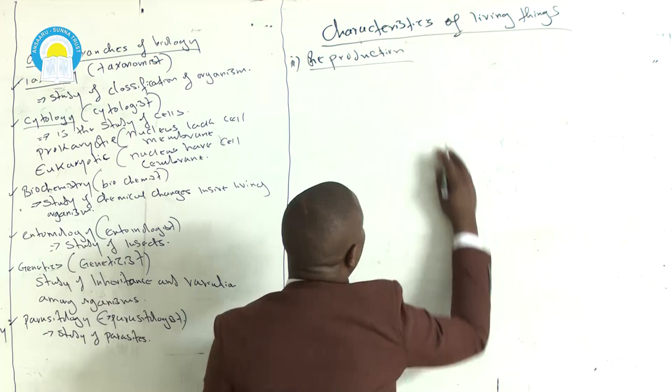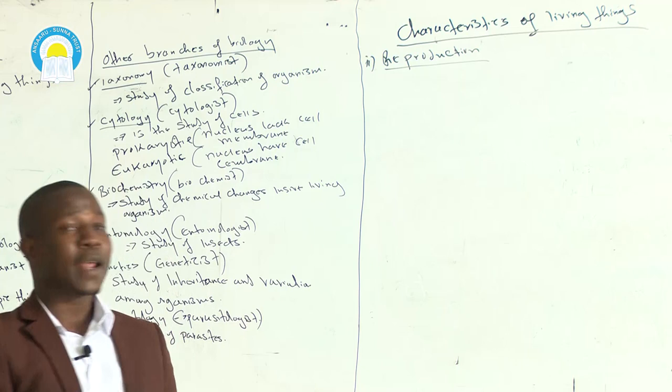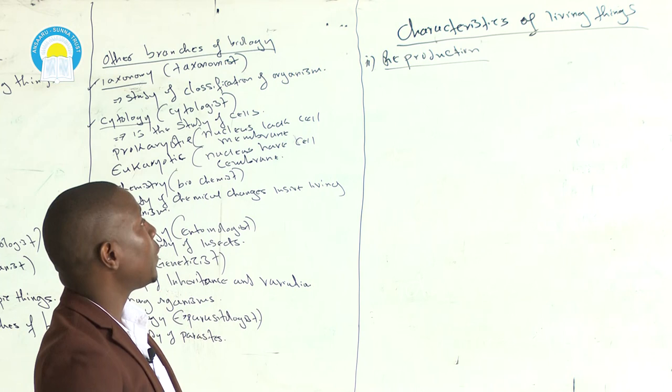Reproduction. Reproduction is the process by which mature organisms are able to give birth to a viable offspring, or to a fertile offspring. It's the process by which mature organisms can interbreed to give a fertile offspring.